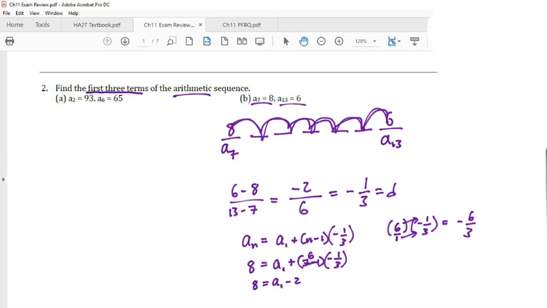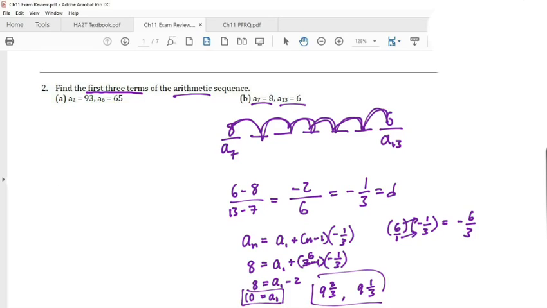So now, what do I have to do next? I have to add 2 to both sides, and I get a sub 1 equals 10. There's your first term. Oh, but wait. It said find the first 3 terms. What's after 10? 9 and 2/3, and then 9 and 1/3. Those are your 3 answers.